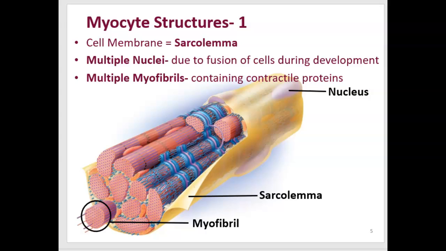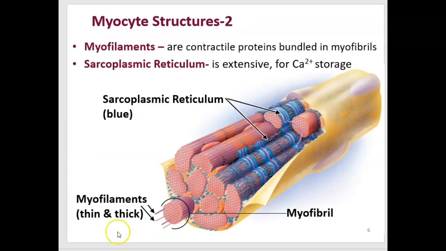Now let's add some more structures. And that will be the myofilaments and the sarcoplasmic reticulum. So first, the myofilaments that are located inside a myofibril. There's two types. There's thin ones and thick ones. The thick ones look purple and the thin ones look, I don't know, orange or salmon colored. And these are the contractile proteins that are bundled together into a grouping called a myofibril.